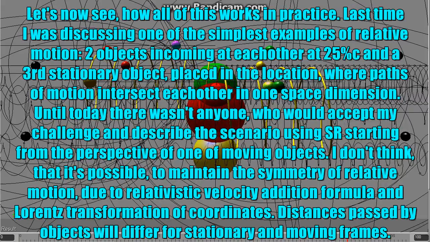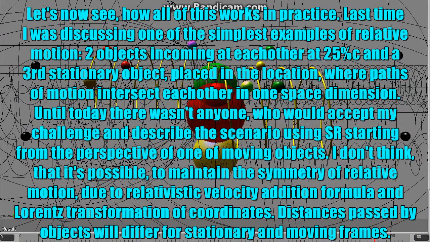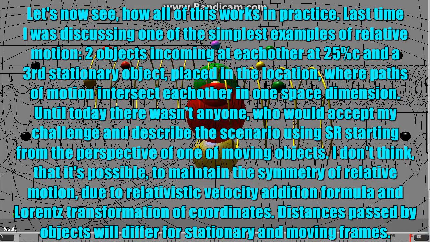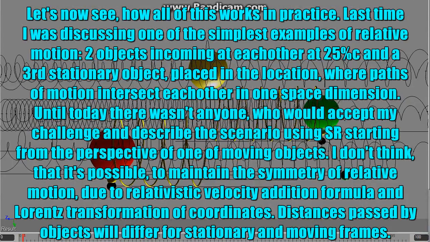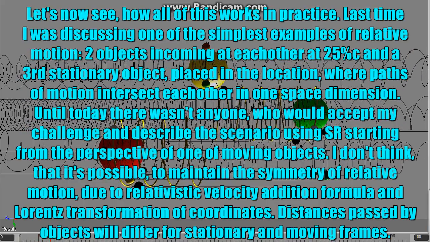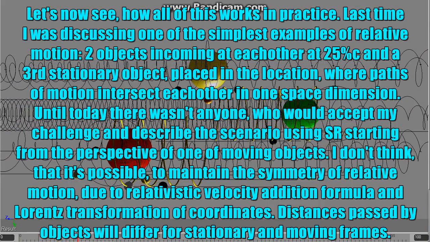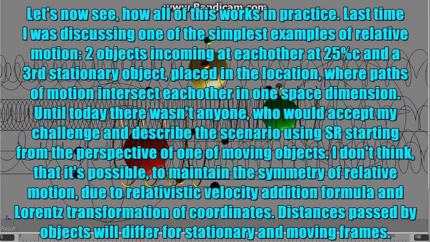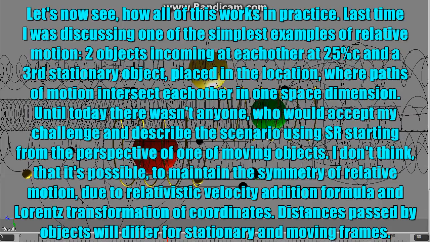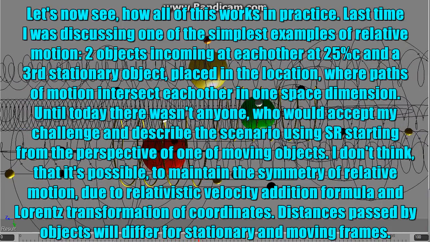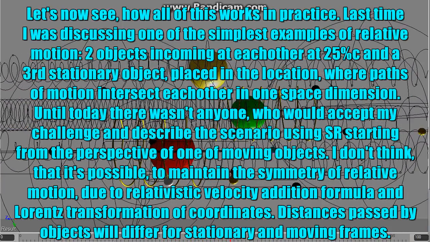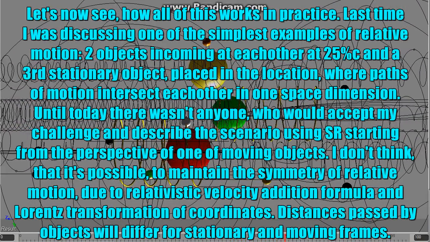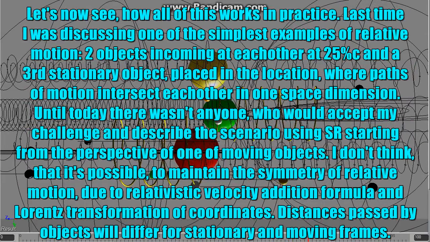Last time I was discussing one of the simplest examples of relative motion: two objects incoming at each other at 25% of c, and a third stationary object placed in the location where the paths of motion intersect each other in one space dimension. Until today, there wasn't anyone who would accept my challenge and describe the scenario using special relativity, starting from the perspective of one of the moving objects. I don't think that it's possible to maintain the symmetry of relative motion due to the relativistic velocity addition formula and Lorentz transformation of coordinates. Distance passed by objects will differ for stationary and moving frames.